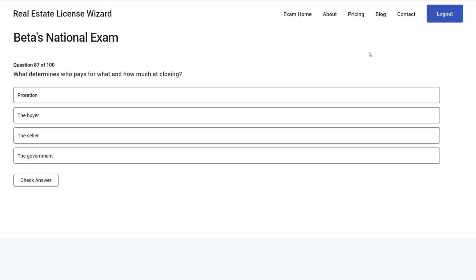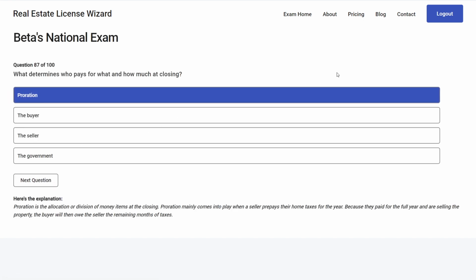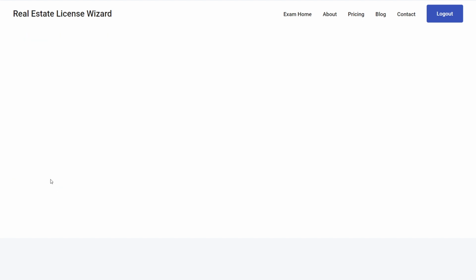All right, you guys figure it out? Cool. The correct answer for this one is proration. Yes. So proration is the allocation or division of money items at closing. Proration mainly comes into play when a seller prepays for home taxes for the year. Because they paid for the full year and are selling the property, the buyer will then owe the seller the remaining months of taxes. That's how proration works. There are actually proration math problems that do come up, so keep that in mind. But yeah, that's proration. Super important concept to understand.